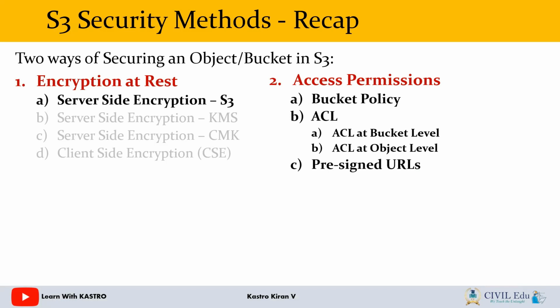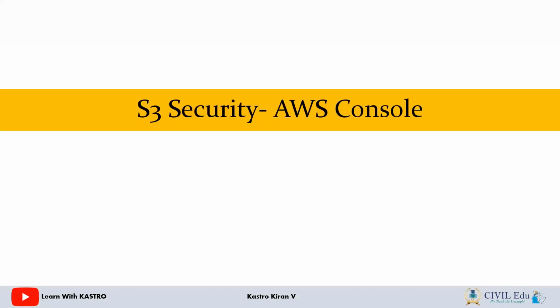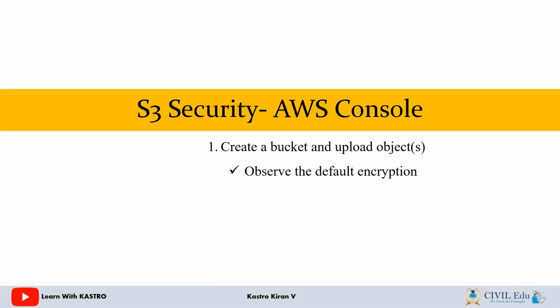So what we are going to do in the AWS console is, first we are going to create a bucket and we are going to upload multiple objects into the bucket. And then we will try to access the object from the browser, and also we will try to enable the ACL and disable the ACL. We will observe what kind of default encryption will be coming along with working with ACLs part.